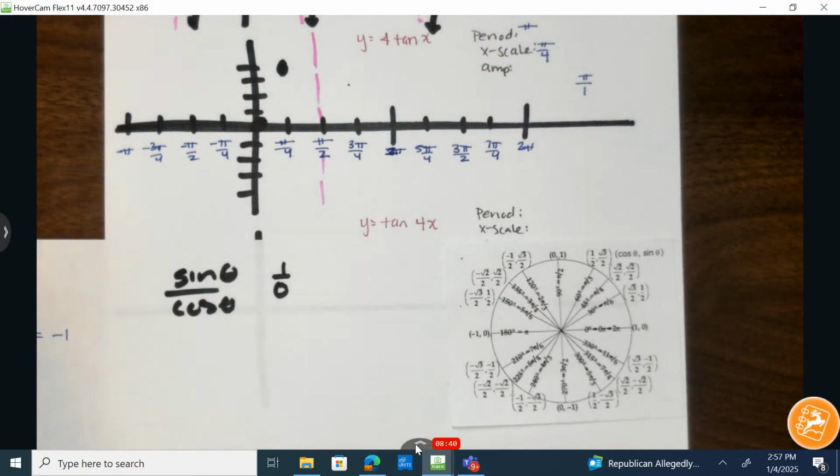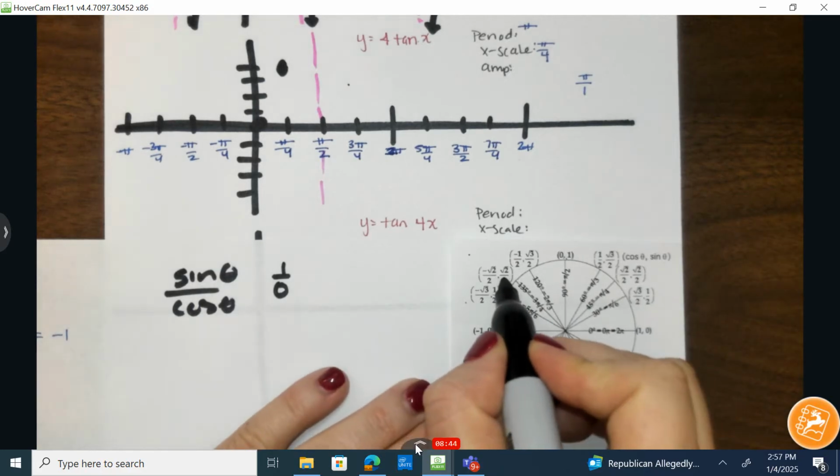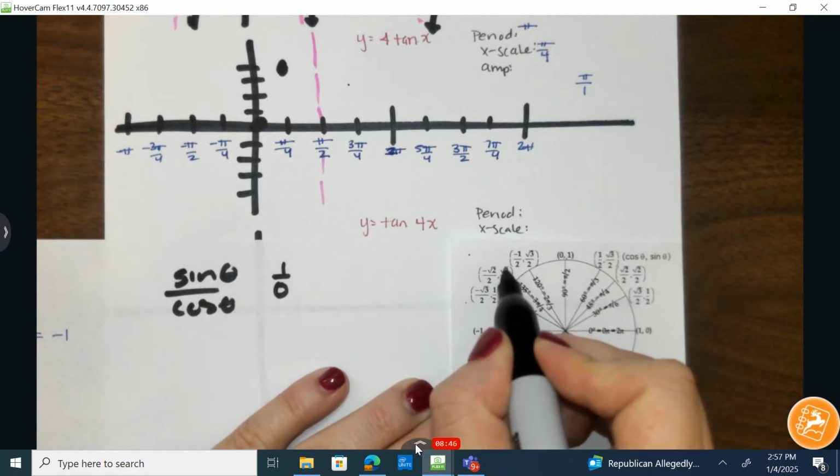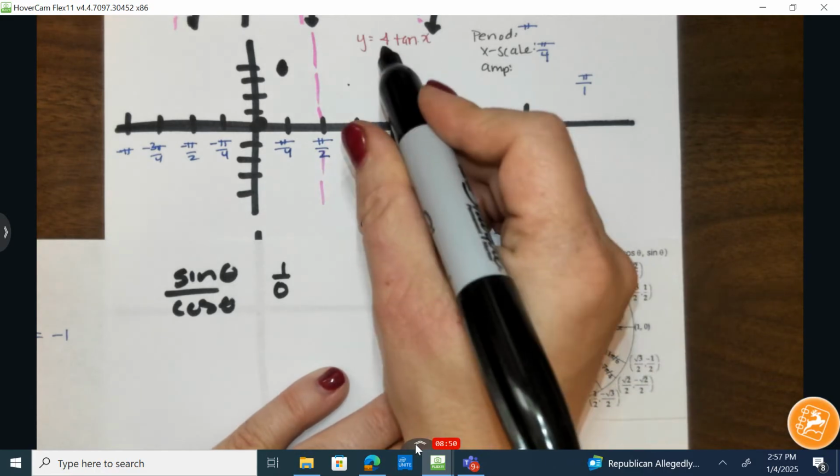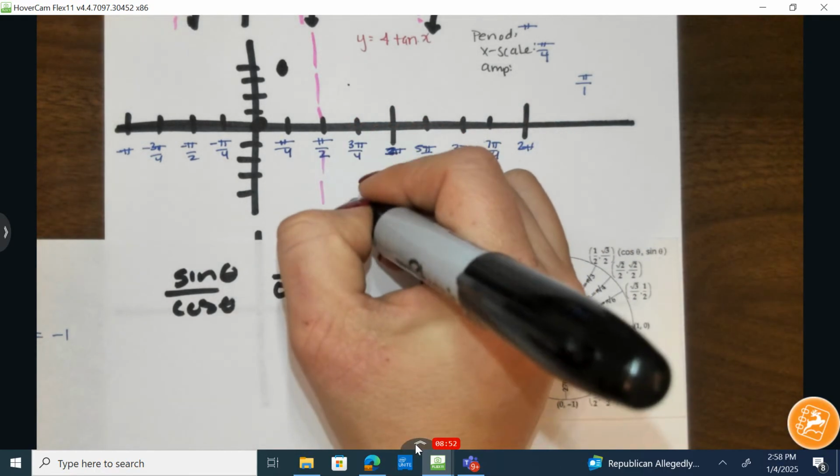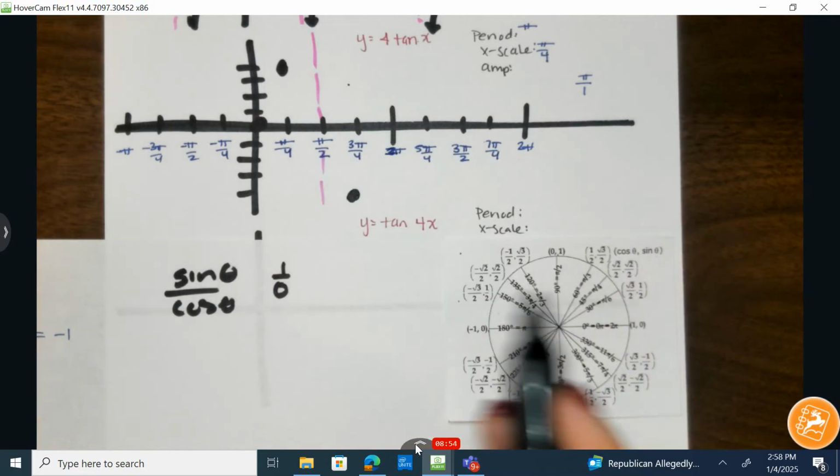Let's go with 3 pi over 4. So 3 pi over 4 is right here. We have the exact same values. I'm dividing them, but they are different signs, so I end up with negative 1. Negative 1 times 4 is negative 4. All the way down here, negative 4.